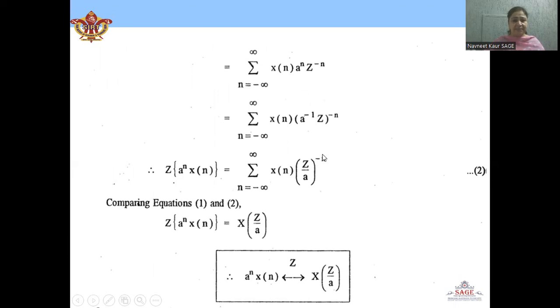Now if I see the summation sign, this is again the formula of the z transform of x(n). But instead of z, here we have a inverse z. So instead of writing X(z), I will write it as X(a inverse z). And X(a inverse z) can be written as X(z upon a). So this is the property which we wanted to prove, that the z transform of a raised to power n x(n) is equal to X(z upon a).